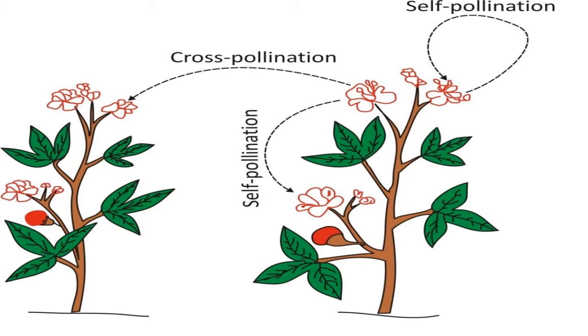But it is not necessary that only unisexual flowers can have cross-pollination. Bisexual and unisexual flowers both can have cross-pollination, but self-pollination will occur only in bisexual flowers because of both female and male reproductive parts.